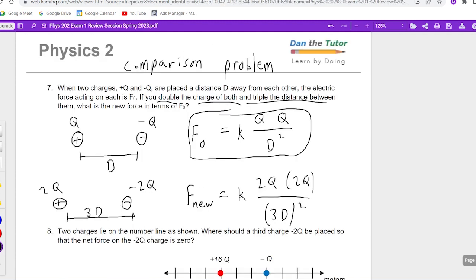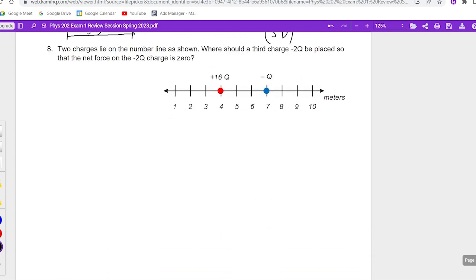Next up, number 8. Two charges lie on the number line as shown. Where should a third charge, negative 2q, be placed so that the net force on the negative 2q charge is 0? Good golly, this is a tough one. First, we have to figure out even where it goes, because we have 3 options. It can either go to the left, it can go in the middle, or it can go on the right.